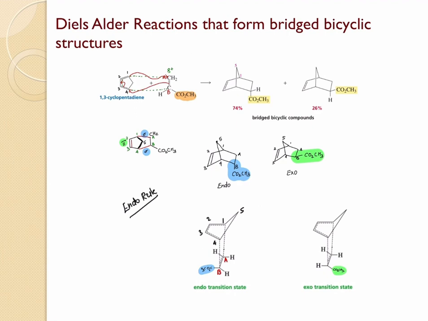And when you look into the products that are formed in this Diels Alder reaction, you can see that this is the endo product and this is the exo product, and the endo product has been formed in major amounts compared to the exo.